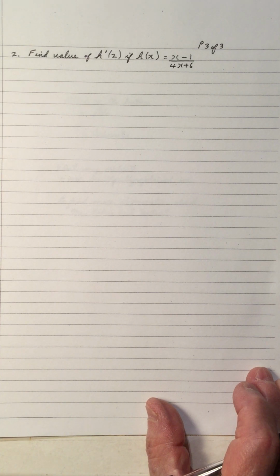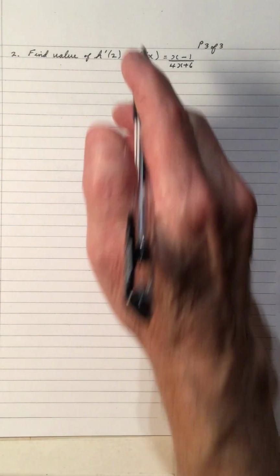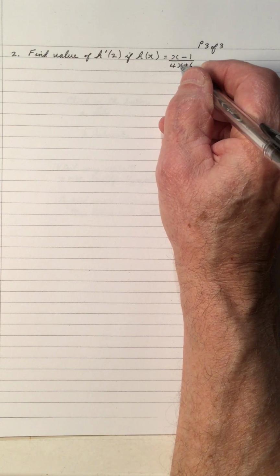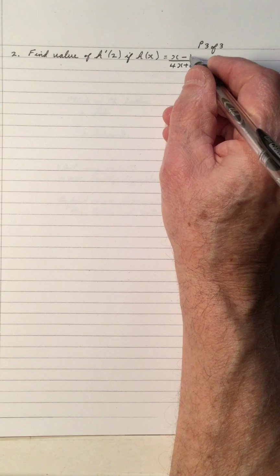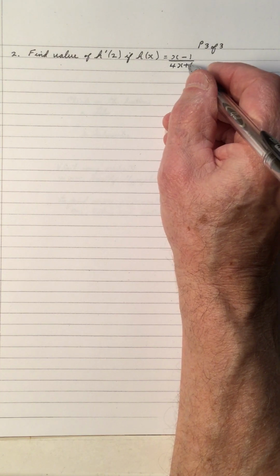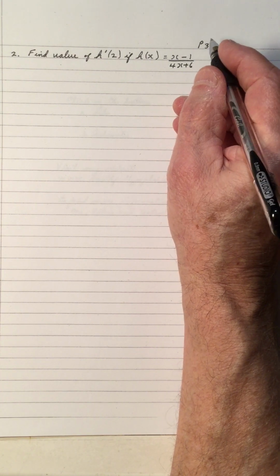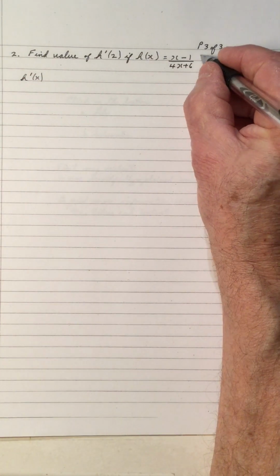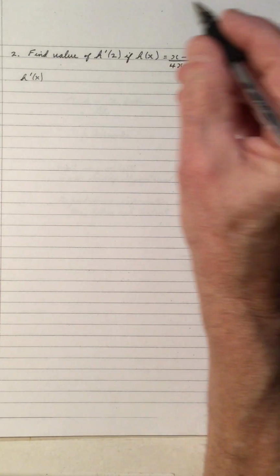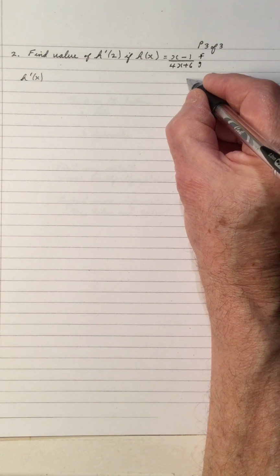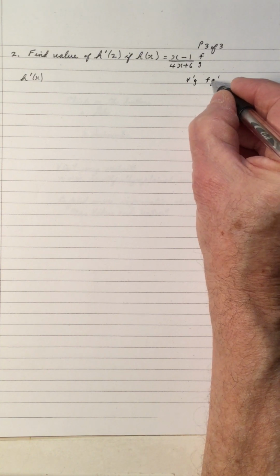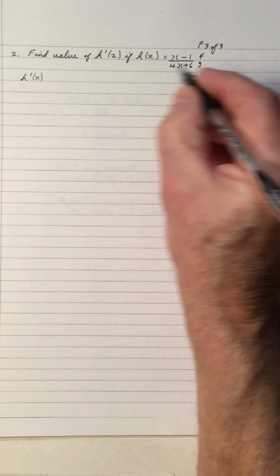So that's one question. Let's try another one. Find the value of h prime of 2 if h of x is x minus 1 over 4x plus 6. Again, this is a linear function over a linear function, two different ones. So we'll do the derivative, and again, this is f and g, and it's f prime g minus f g prime, over g squared.